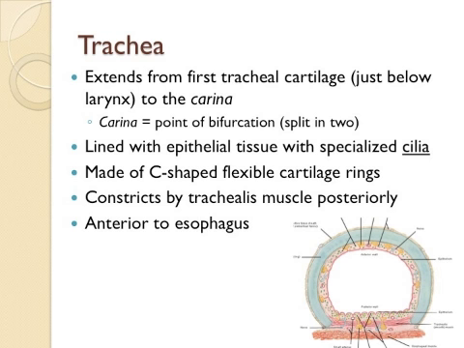The trachea is the largest tube of the lower respiratory system. It is about 11 centimeters, or 4.5 inches long, and about 1 inch in diameter. It is located just below the larynx. At the bottom, the trachea bifurcates, or splits into two, at a point known as the carina. The trachea is lined with epithelial tissue that contains specialized cells called cilia. Cilia contain little hair-like projections that help to sweep mucus and contaminants up and out of the lower respiratory tract for removal.